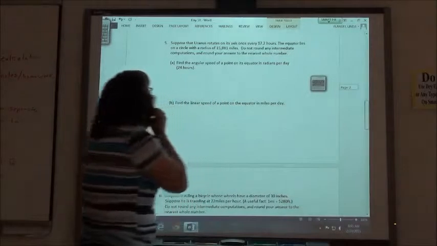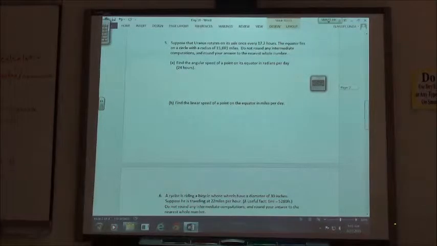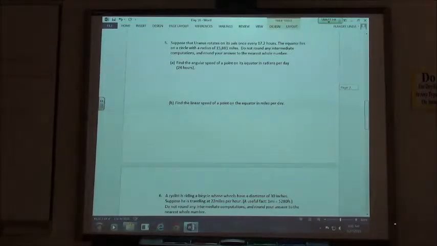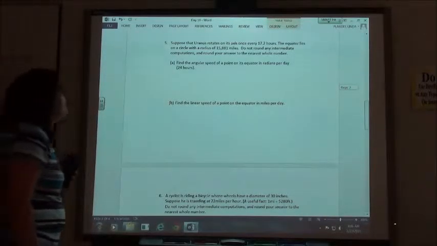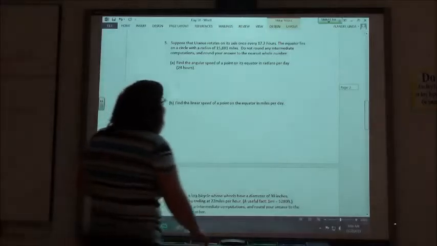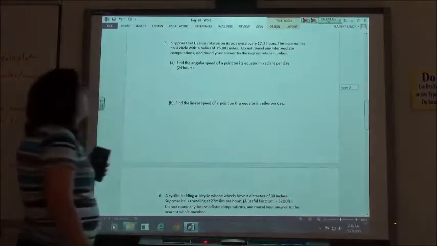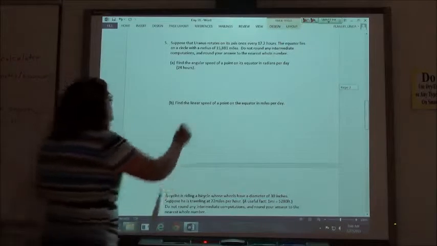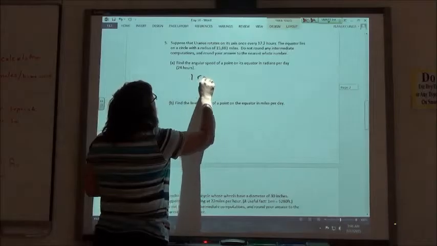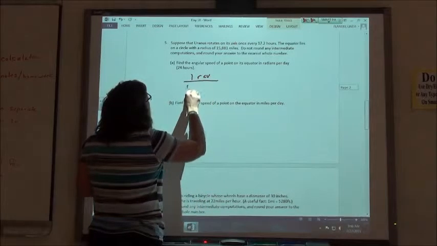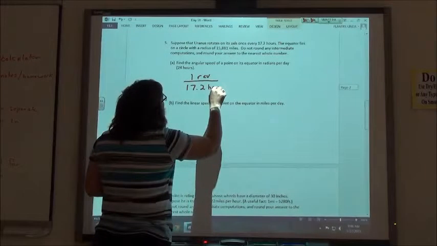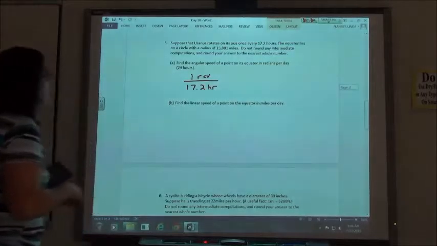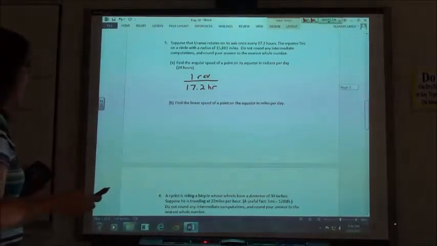So number 5 says, suppose that Uranus rotates on its axis once every 17.2 hours. The equator lies on a circle with a radius of 15,881 miles. Do not round any intermediate computations. Round your answer to the nearest whole number. So we've got 1 revolution in every 17.2 hours. We want to change it into radians per day.